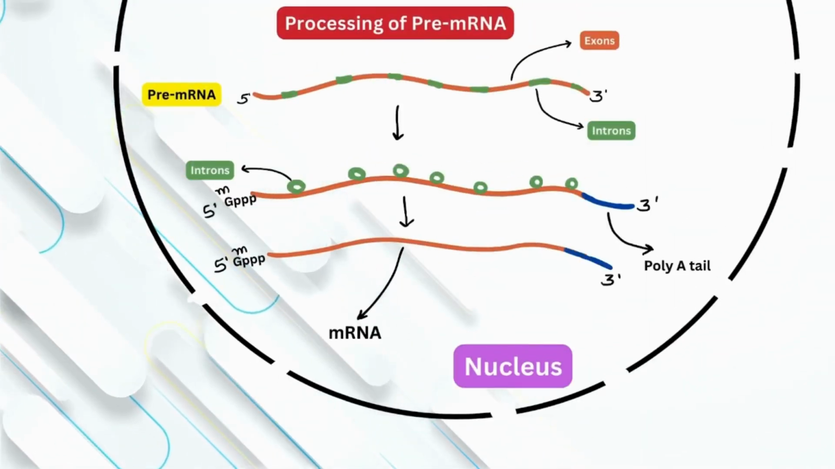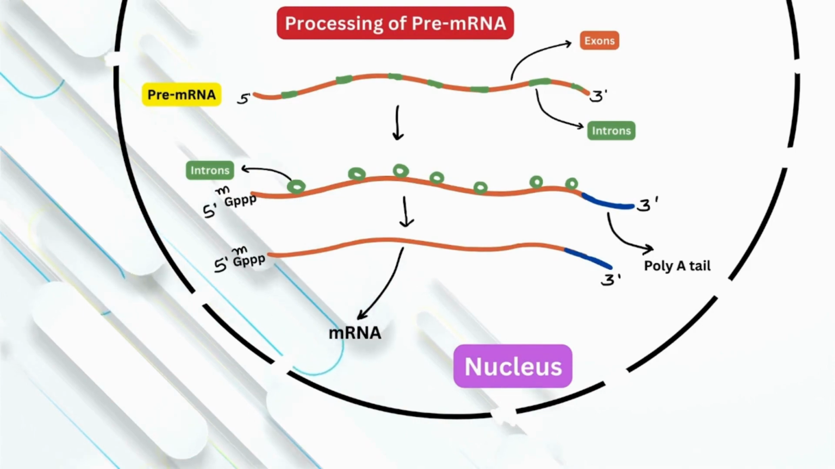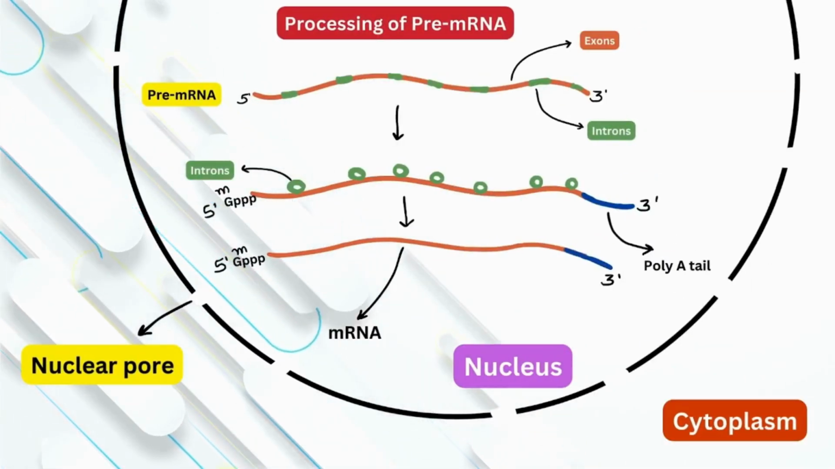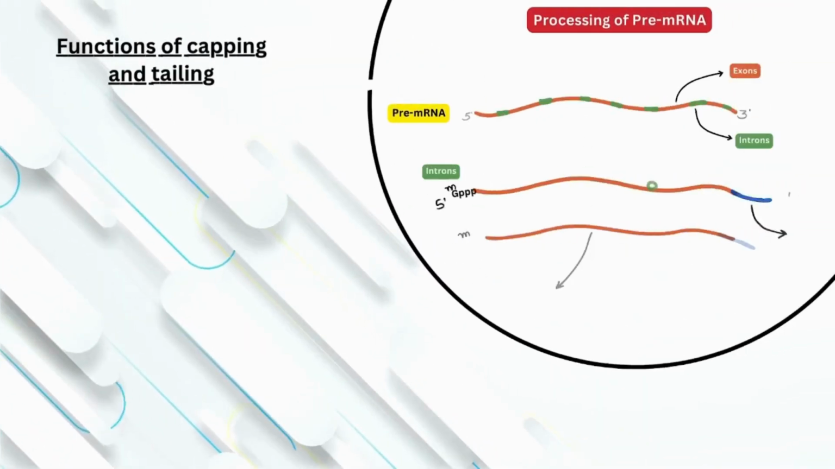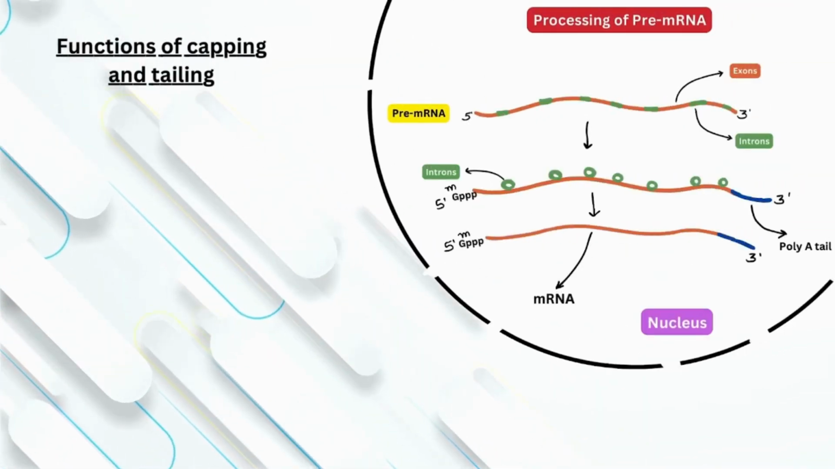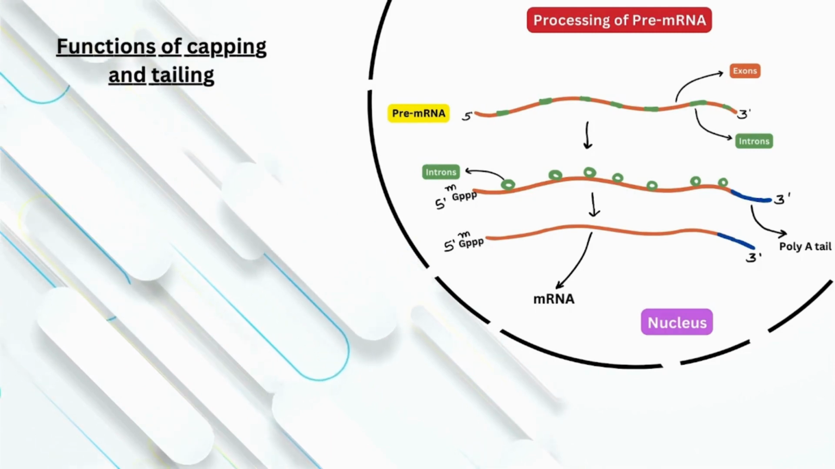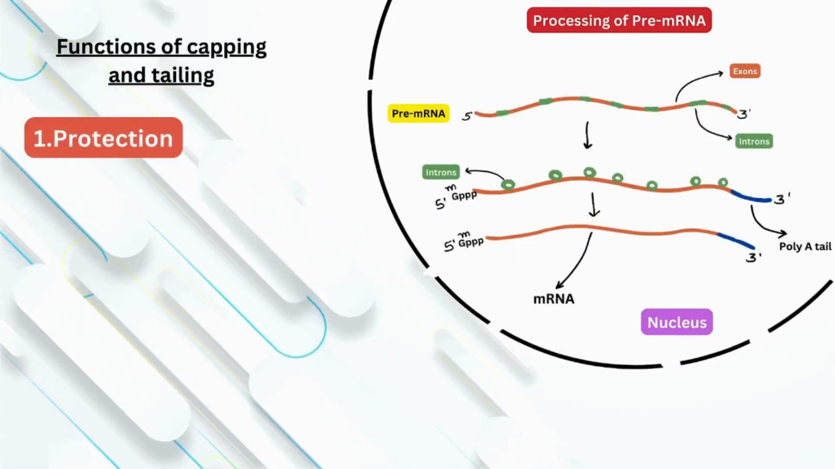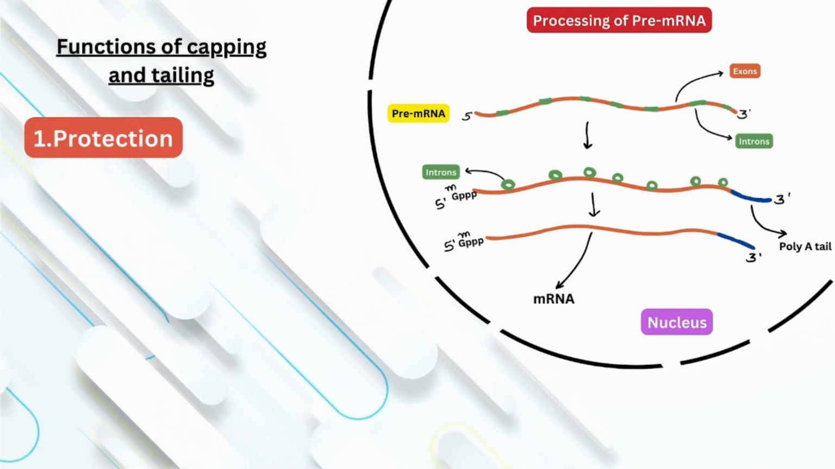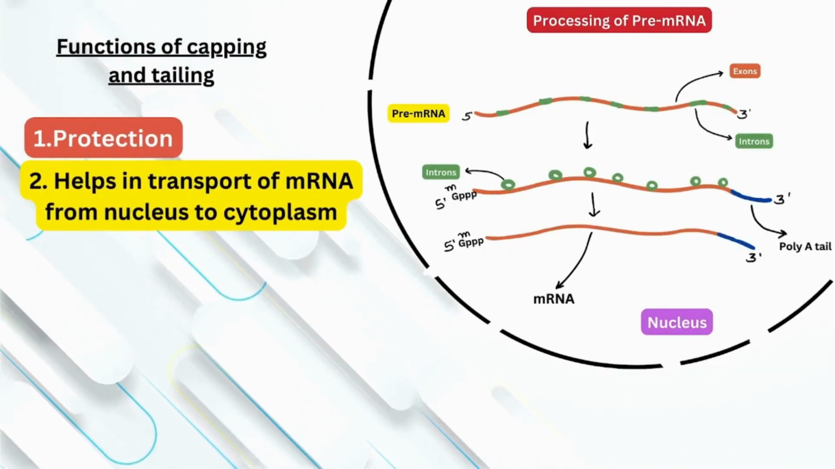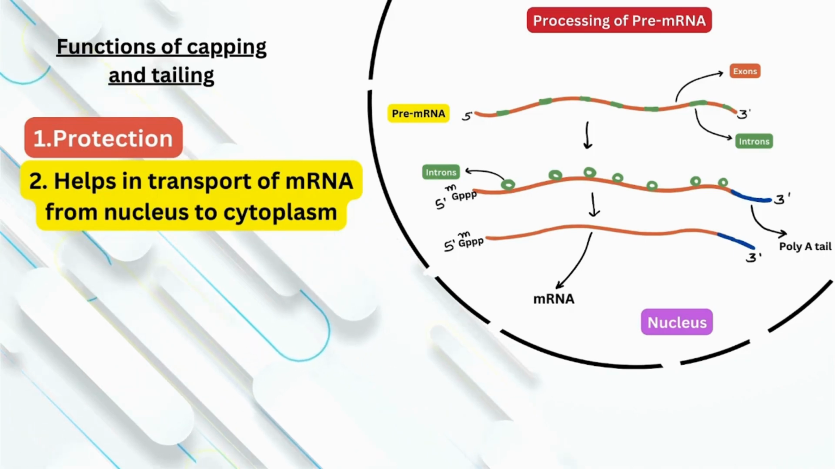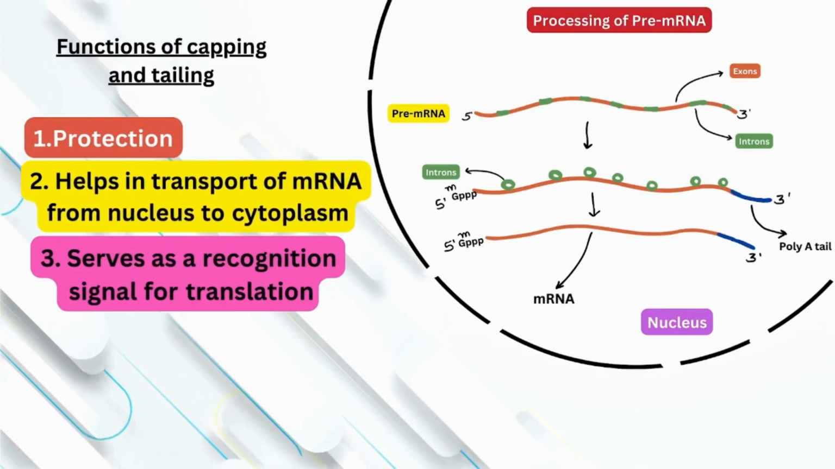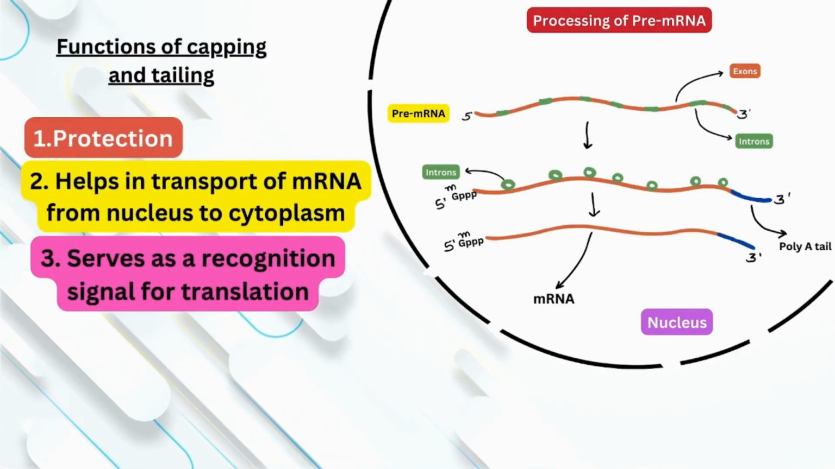Now, this mRNA, once the modification is done, will move from the nucleus through the nuclear pore into the cytoplasm for translation. Now, let's discuss the functions of capping and tailing. First function is protection. Capping and tailing protect the mRNA from the exonucleases which are present in the cytoplasm. Second function, they help in the transport of the mRNA from the nucleus to the cytoplasm. Third function, they serve as a recognition signal for translation.